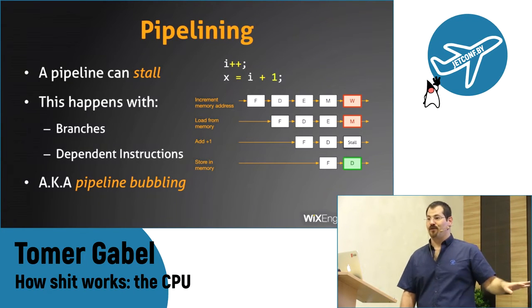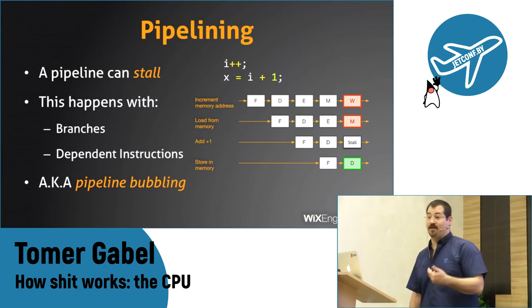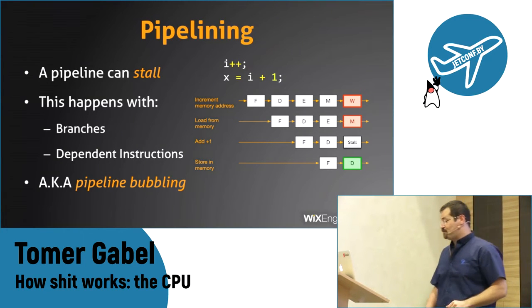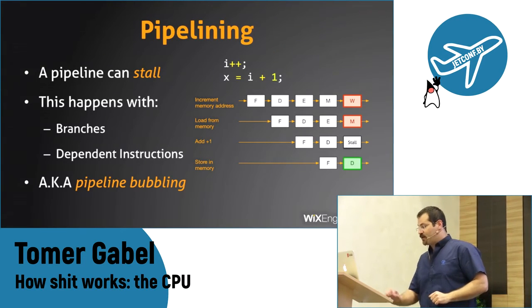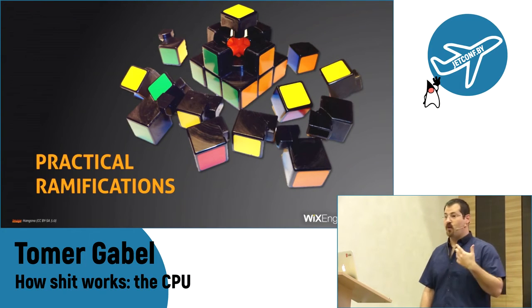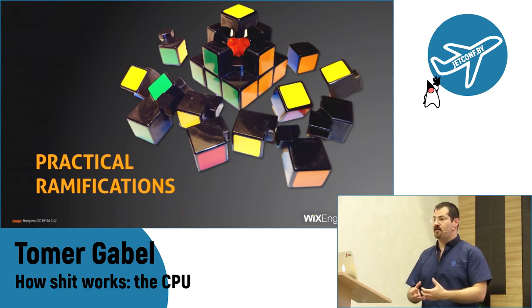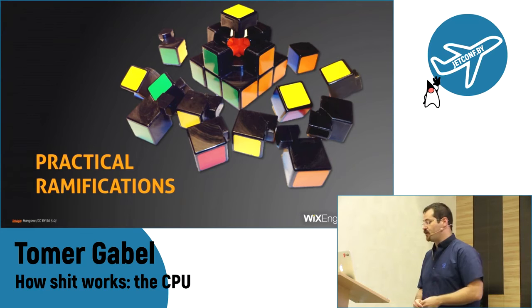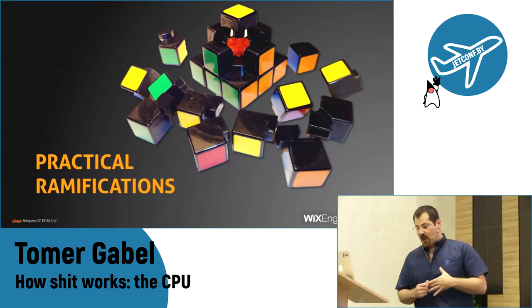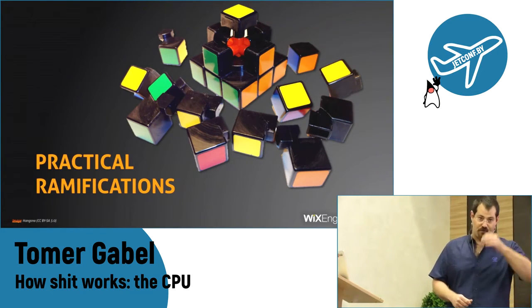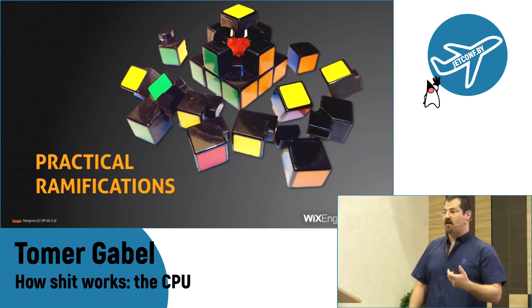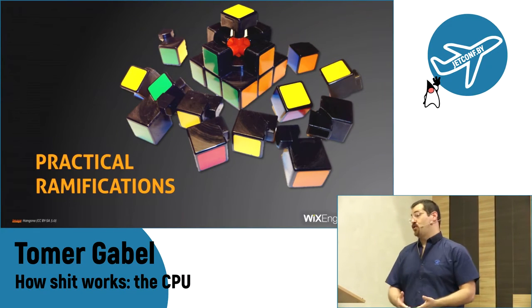This has all been background. Now we're getting to, hopefully, the good stuff. Practical ramifications: where can you actually see the effects of these kinds of designs in your software? So I've mentioned before that one of the three reasons of pipeline stalling is memory access.